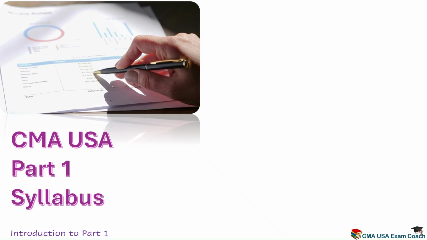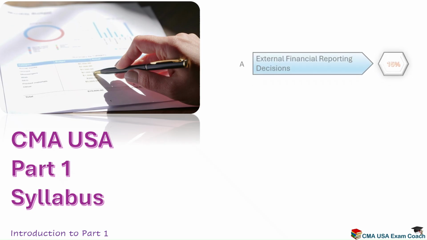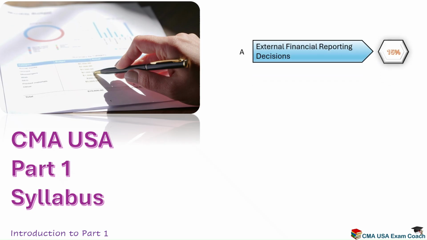The syllabus is divided into 6 key sections, and each section plays an important role in helping you master management accounting. Let's go through them one by one, in simple words. Section A. External Financial Reporting Decisions. This section helps you understand financial statements like the income statement, balance sheet, and cash flow statement, and how to interpret them to make business decisions.